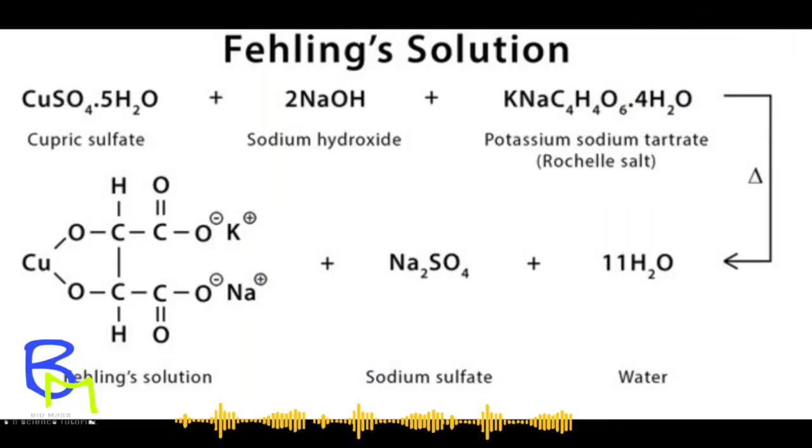Fehling solution is prepared by combining two separate solutions, Fehling A and Fehling B. Fehling A is a blue-colored aqueous solution of cupric sulfate. Fehling B is a colorless aqueous solution of potassium sodium tartrate, also known as Rochelle salt, which is made with an alkaline base like sodium hydroxide. The two solutions are individually prepared and later mixed to give Fehling's solution, which is blue.